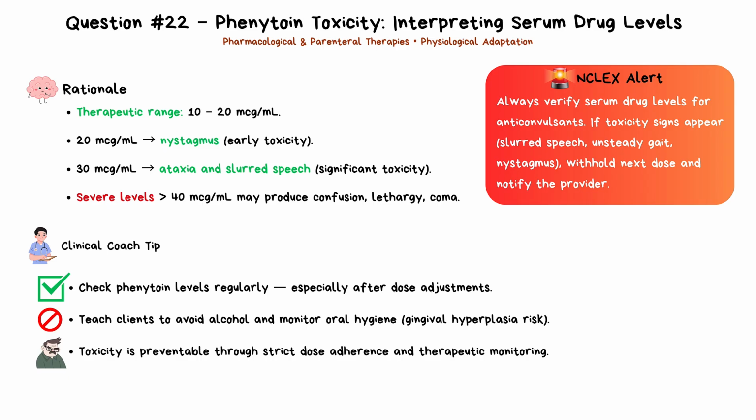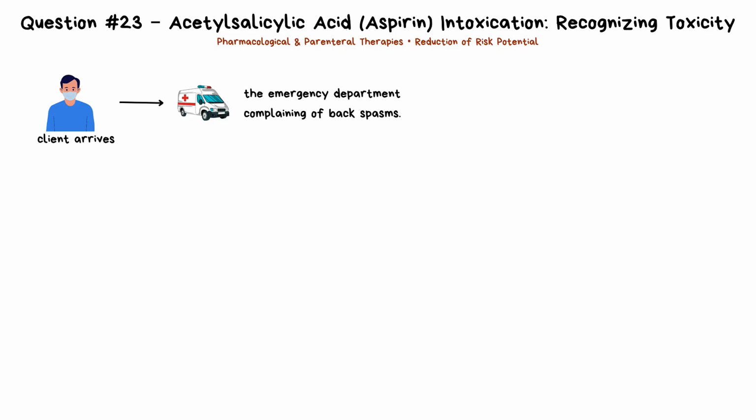Alright, that completes question 22. Let's continue to the next neuropharmacology scenario. Here's a highlight the text question that checks your ability to spot the toxic cue hidden inside a patient's statement. Scenario: a client arrives at the emergency department complaining of back spasms.